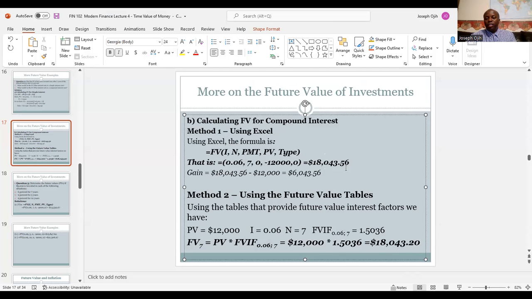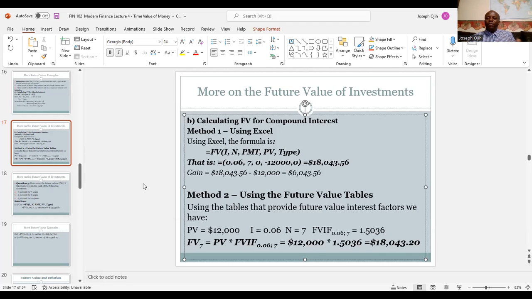Now, you can see that it's the same answer we have here, except that maybe this one is 20 cents and this is 56 cents. This can be attributed to just a rounding error. Otherwise, you have $18,043 and $18,043. The difference here is only 56 cents and 36 cents, which is really nothing, just a minor rounding error. So that's basically what it is.